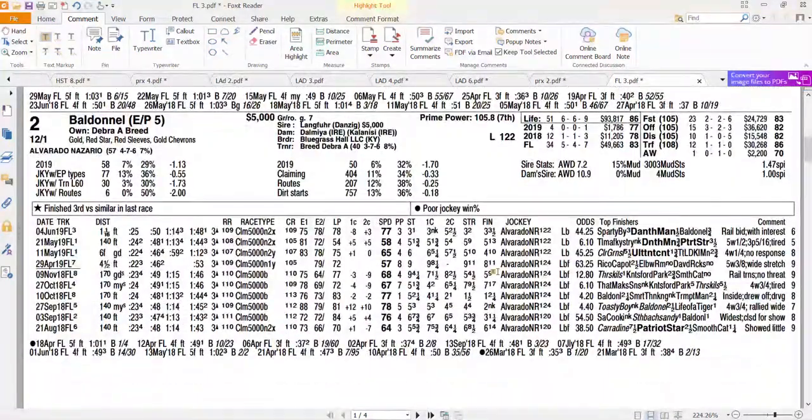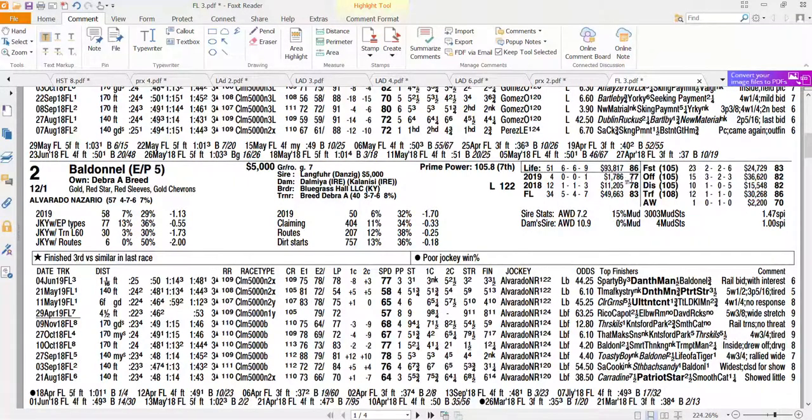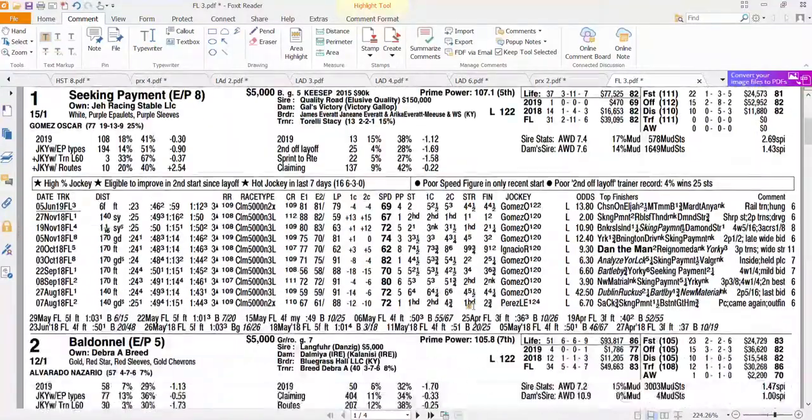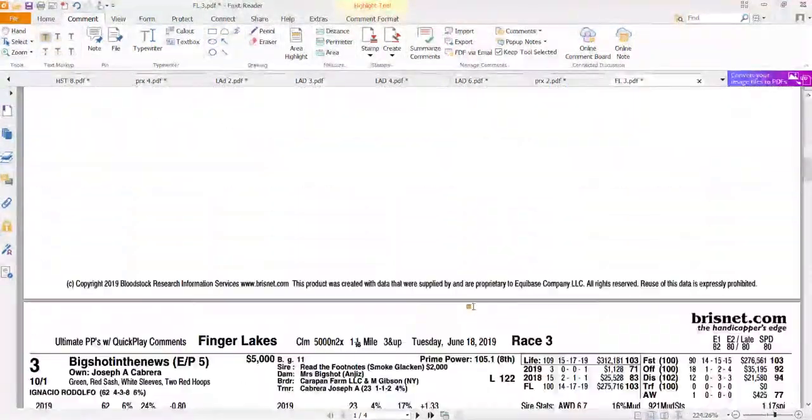Same thing right here. Okay, so I'm going to rely solely on my speed figures once I record them onto the grid, and also my final fractions. Being that it's a route race, I don't use the early fraction. I'll look at just simply the late fraction. Now I moved down to 3.